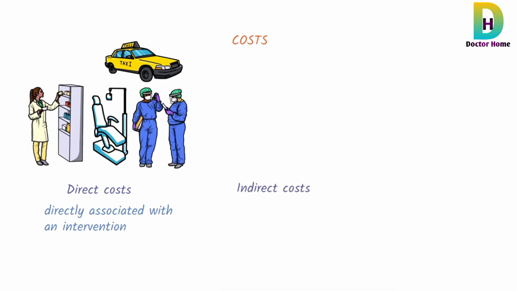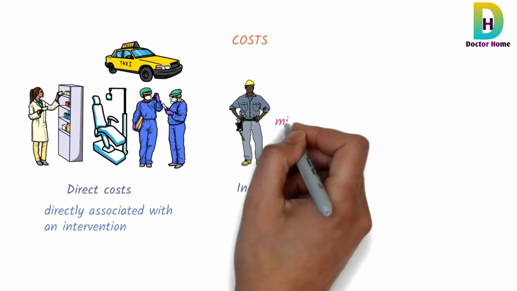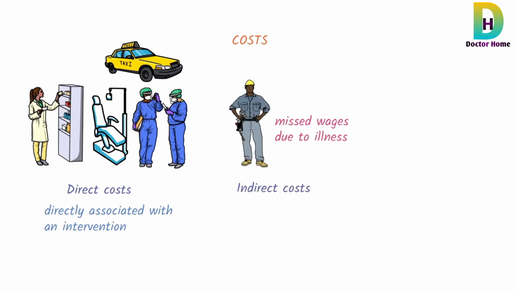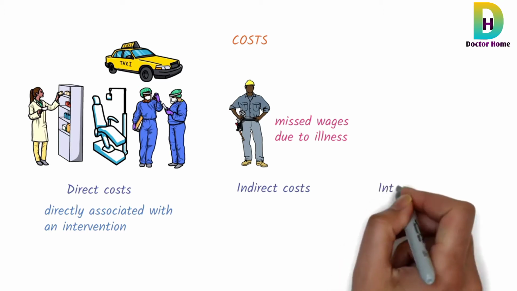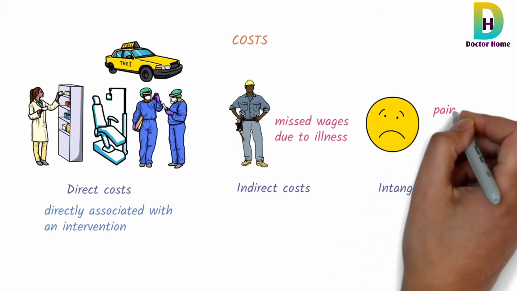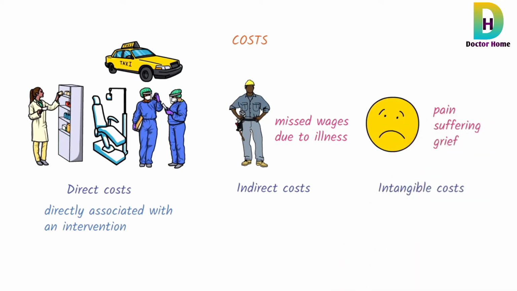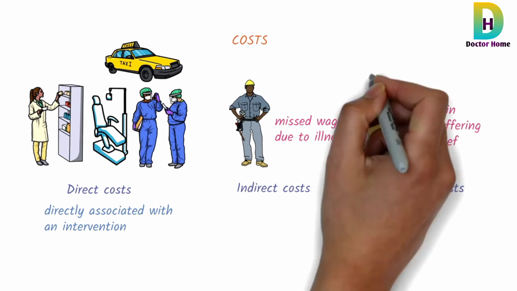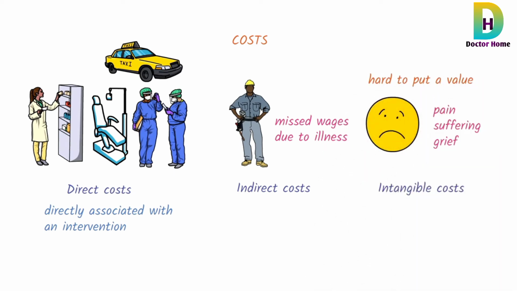Indirect costs are costs associated with reduced productivity due to the illness or its treatment. An example is missed wages because of not working due to the illness. Intangible costs are subjective, such as pain, suffering, or grief due to the illness or treatment. These costs are quite hard to put a monetary value on. That's a look at the different types of costs.